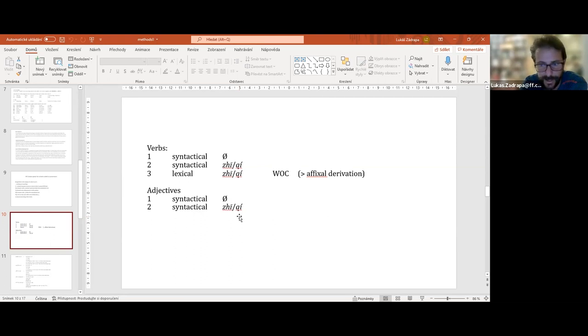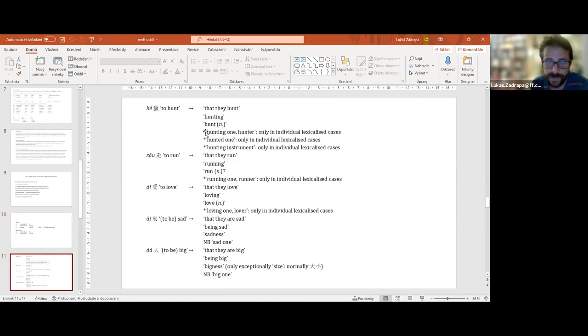it is only two levels of nominalization. Here we have these possibilities if we translate a text, so we should be aware of these possibilities that systematically can mean that they hunt, hunting, and hunt as a noun, and not hunting one or hunter, because this happens only in individual lexical cases, but it is not a grammatical rule, but a word formation rule, I would say. The same is with hunted one. Usually it cannot mean hunted one, but for some verbs it works because it happened in some way. The same is with other verbs as well.